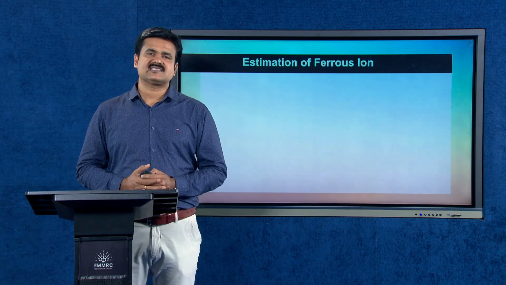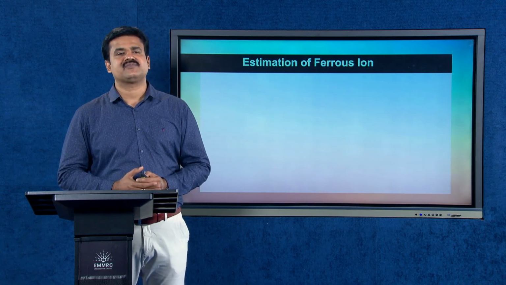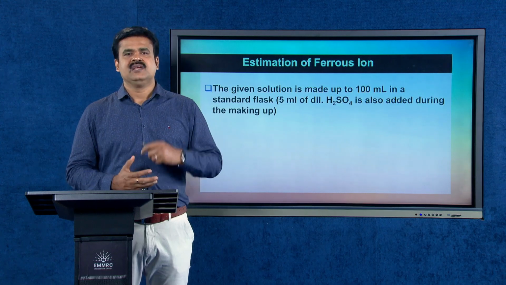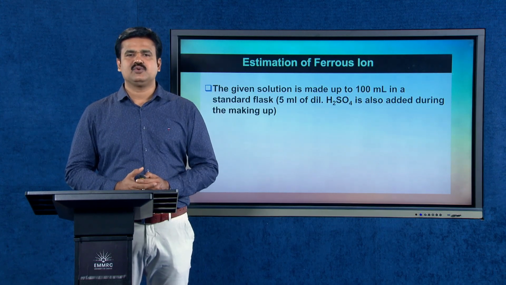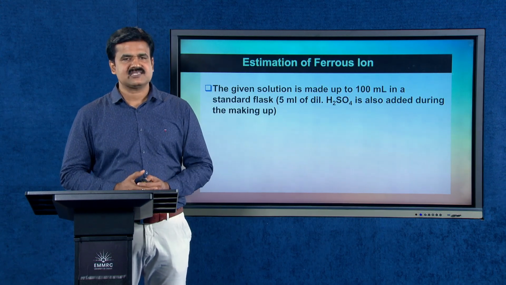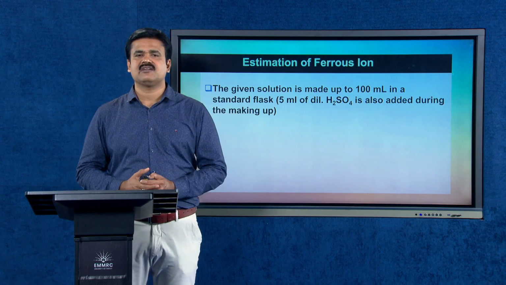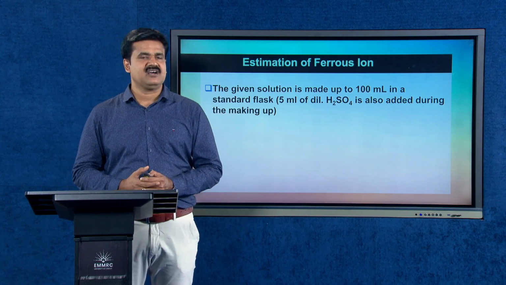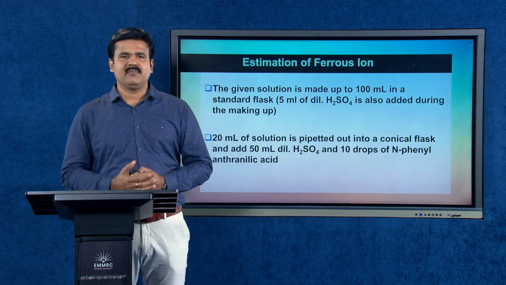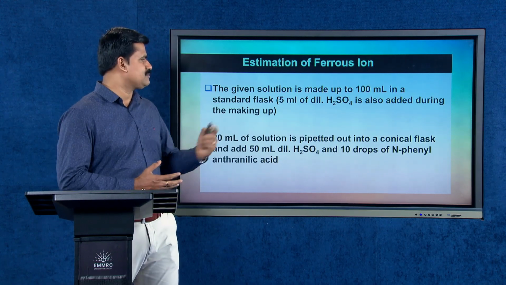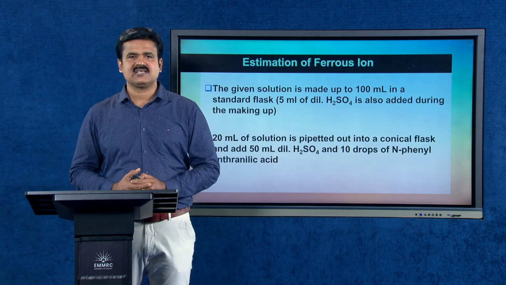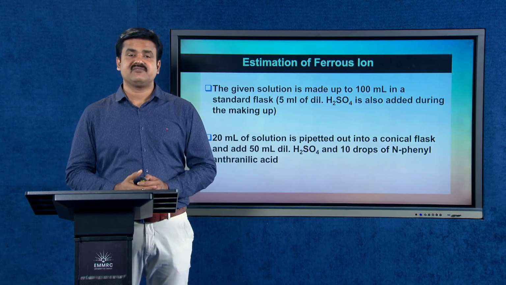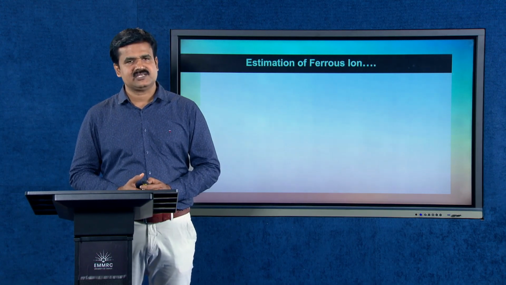Now we are discussing the procedure of the last part of the experiment, that is nothing but estimation of ferrous ion. The given solution is made up to 100 ml in a standard flask and 5 ml dilute sulfuric acid is also added during the makeup. This is to prevent the hydrolysis. 20 ml of this solution is pipetted out into a conical flask and add 50 ml dilute sulfuric acid along with 10 drops of N-phenylanthranilic acid indicator.